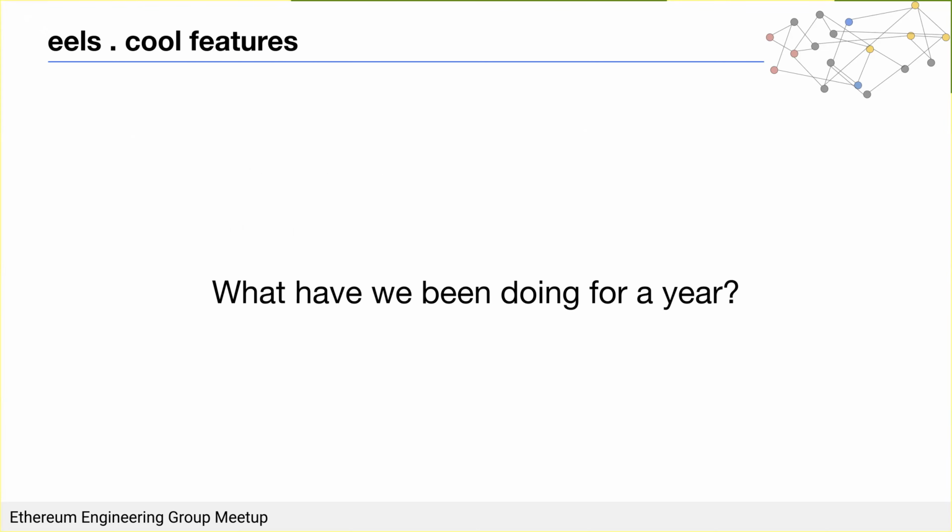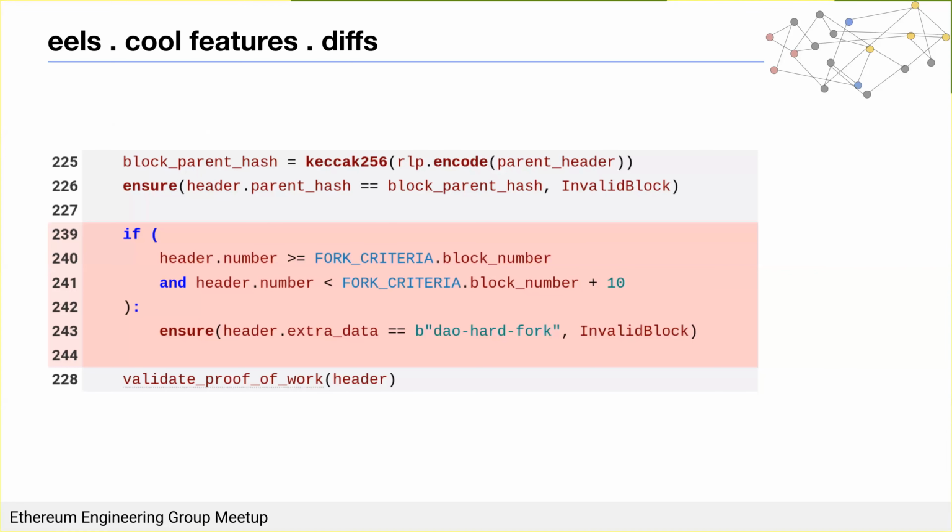But what have we been doing for a year? We've been working on a lot of cool stuff. Diffs is a big one. I mentioned that every single fork is its own copy of the Ethereum protocol or specification. That's great if you're just reading the specification, but if you're implementing a client and you want to know what's changed between two forks, you need these kinds of diffs. So we've been building our own tooling to be able to render these changes between forks.